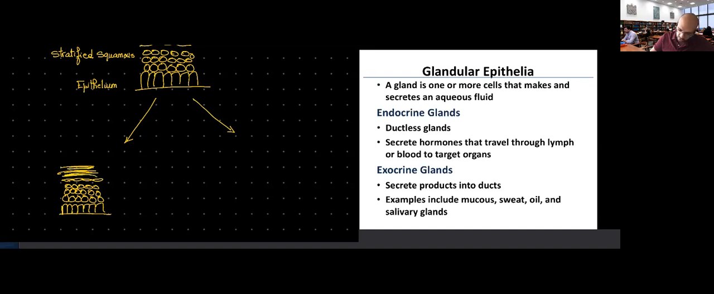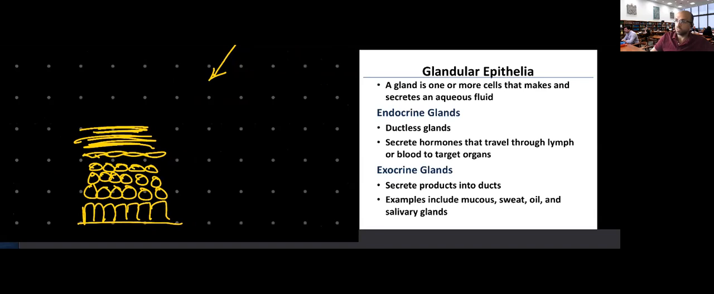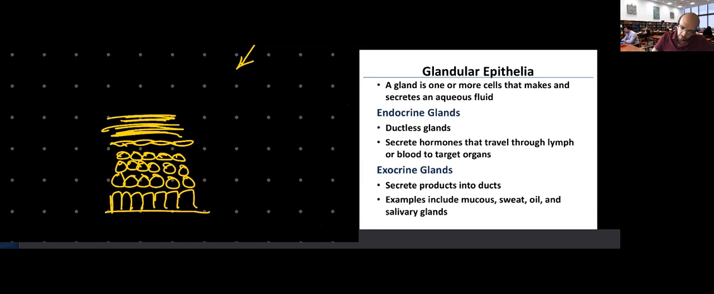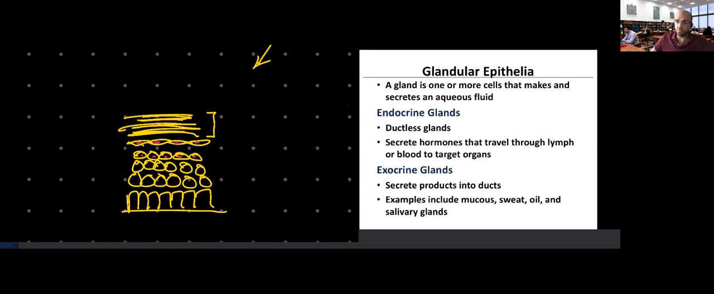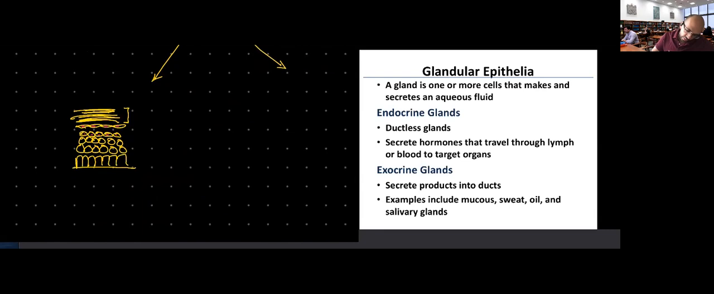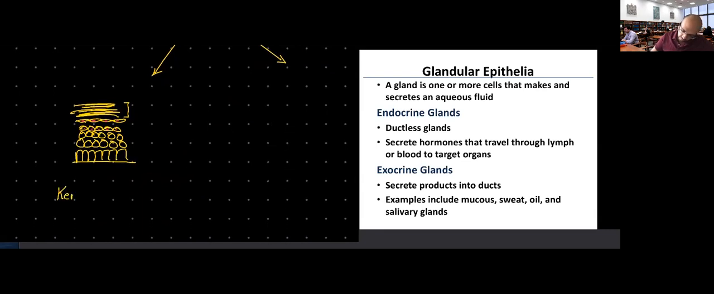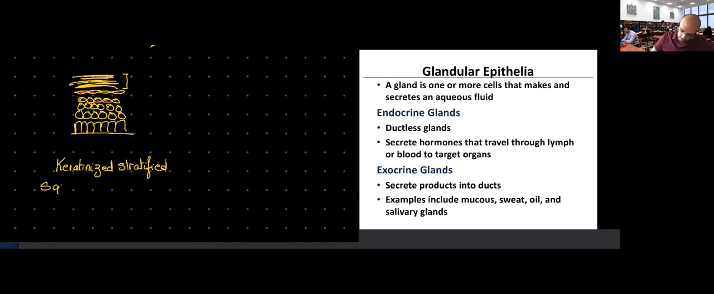And how did I know that this is a keratin layer, not another layer of cells? Remember, living cells do have nuclei, so all those cells will have nuclei. Here, those are just fibers on top of the living cells. So we classified this type of epithelium as keratinized stratified squamous epithelium.